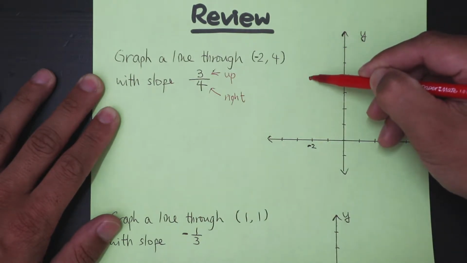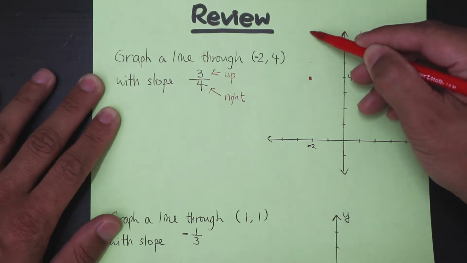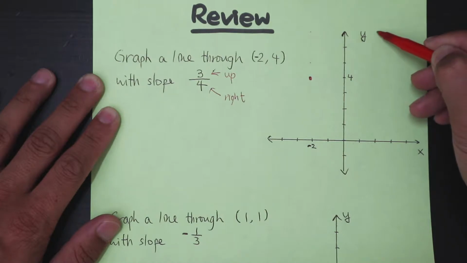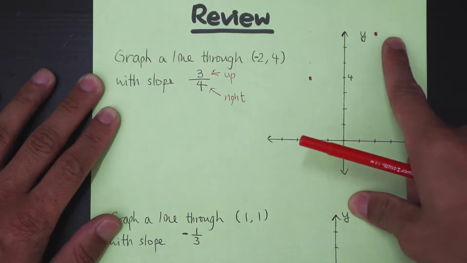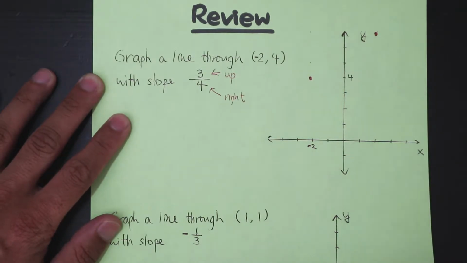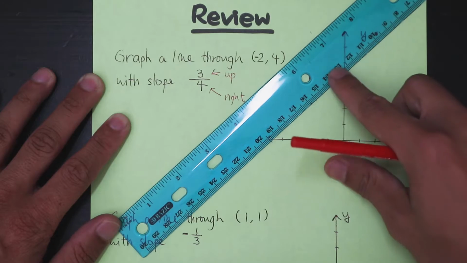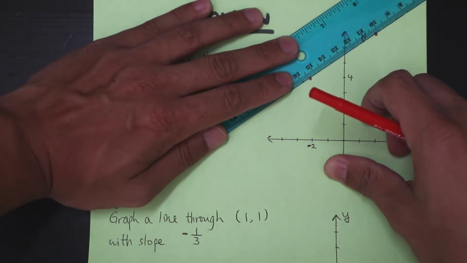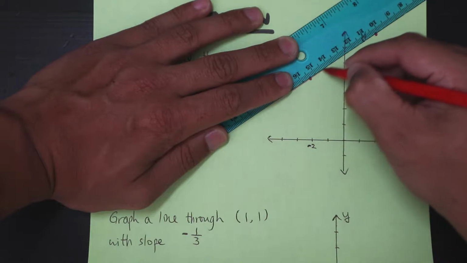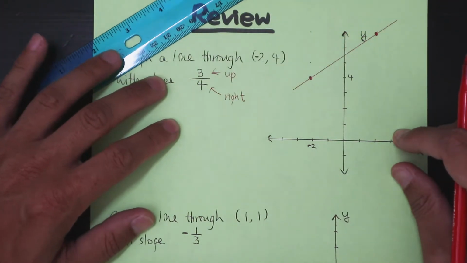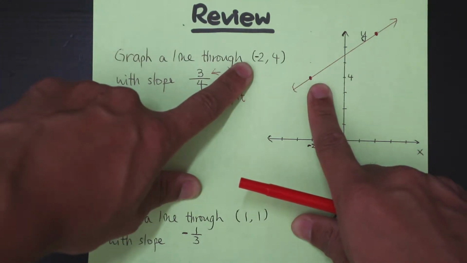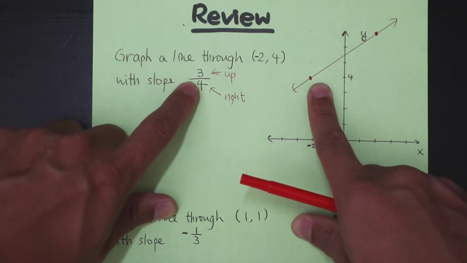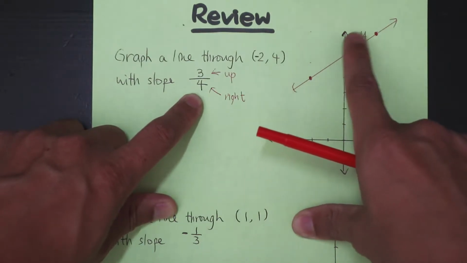So you start at the starting point, which is at (-2, 4), and you move 3 up, 1, 2, 3, and then you move 4 to the right, 1, 2, 3, 4, like this. And then boom, this is your second dot. Now you can repeat the process if you want. You don't have to, but all you have to do is use a ruler and then just connect the 2 points to create a line. So this is the line for the given information, right? You have the point (-2, 4), which is this point right here, and then you have the directions 3 up, 4 to the right. So 1, 2, 3, 1, 2, 3, 4.